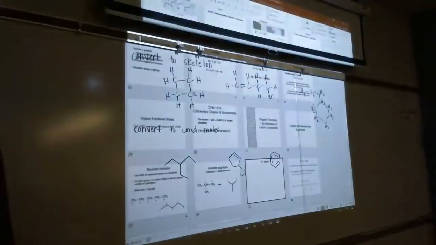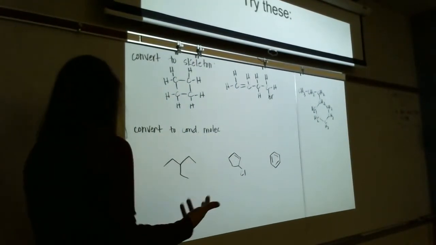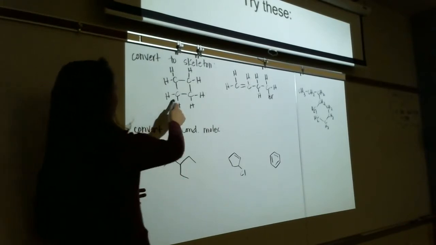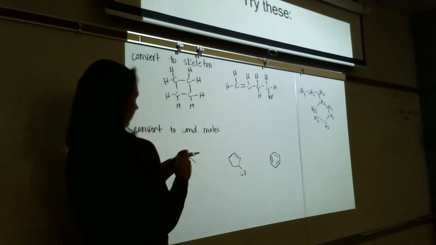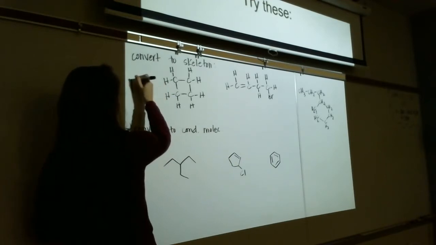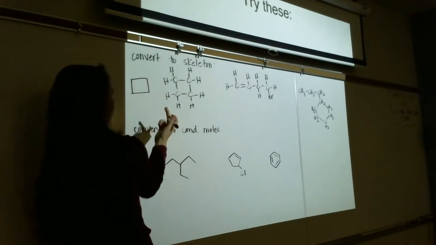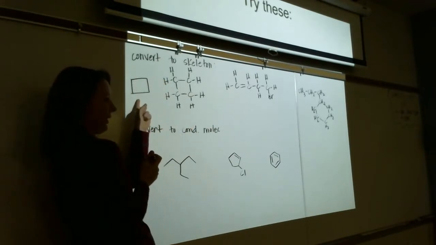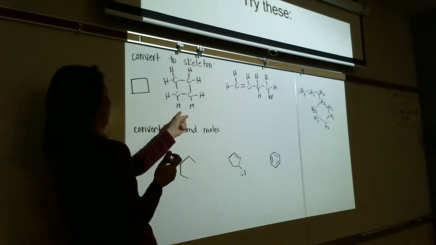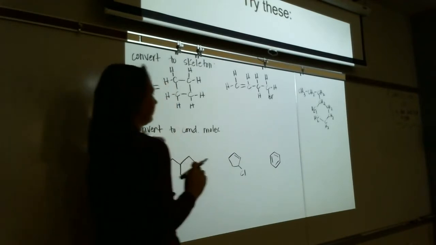All right, so let's go over these. Converting to skeleton, what's this one going to look like? It's just going to be a square. Because on every corner, that's a carbon with its appropriate number of hydrogens. That took 1 second to draw. That's a pain in the neck to draw. Those two are the same thing. That's the skeleton notation version of that.